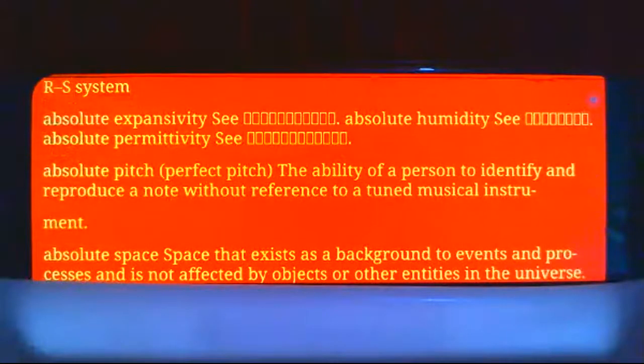Absolute expansivity, absolute humidity, absolute permittivity: see entries. Absolute pitch, perfect pitch: the ability of a person to identify and reproduce a note without reference to a tuned musical instrument.